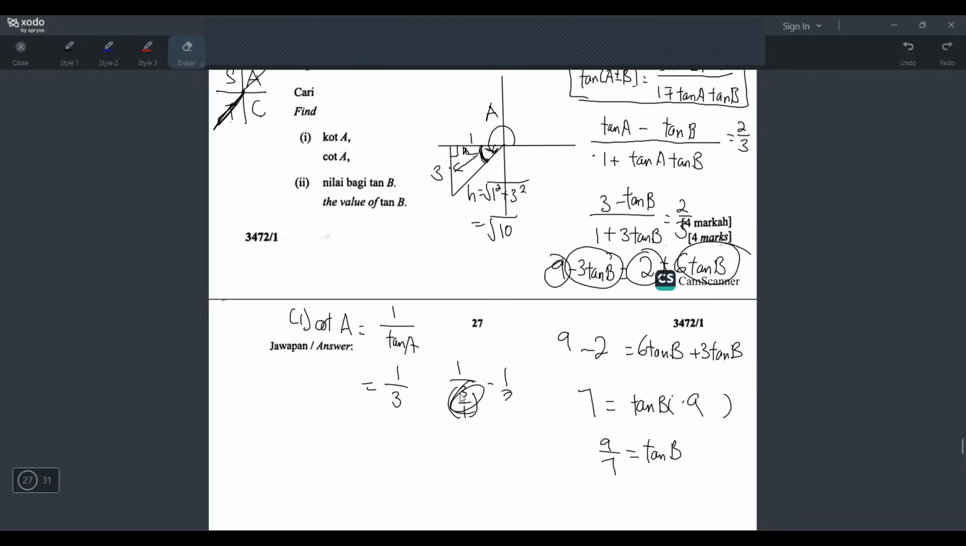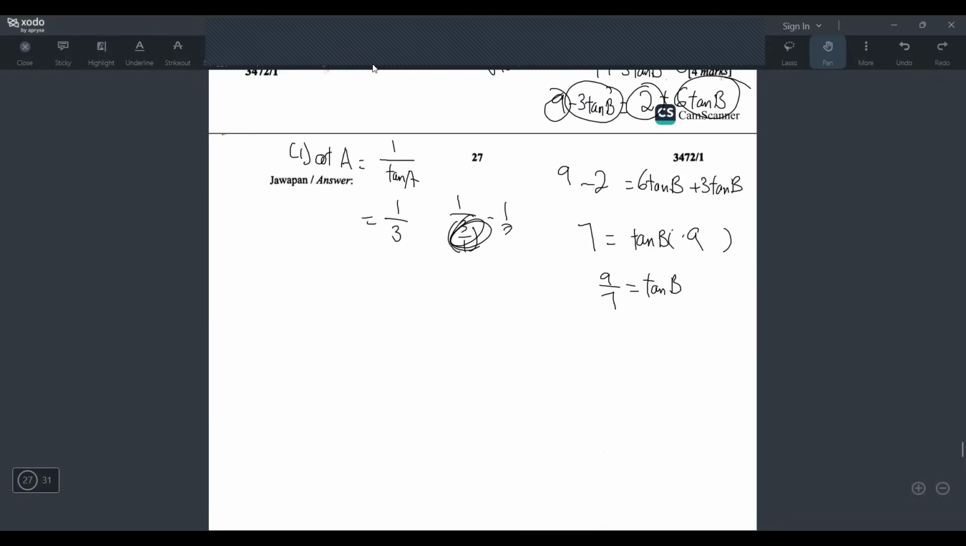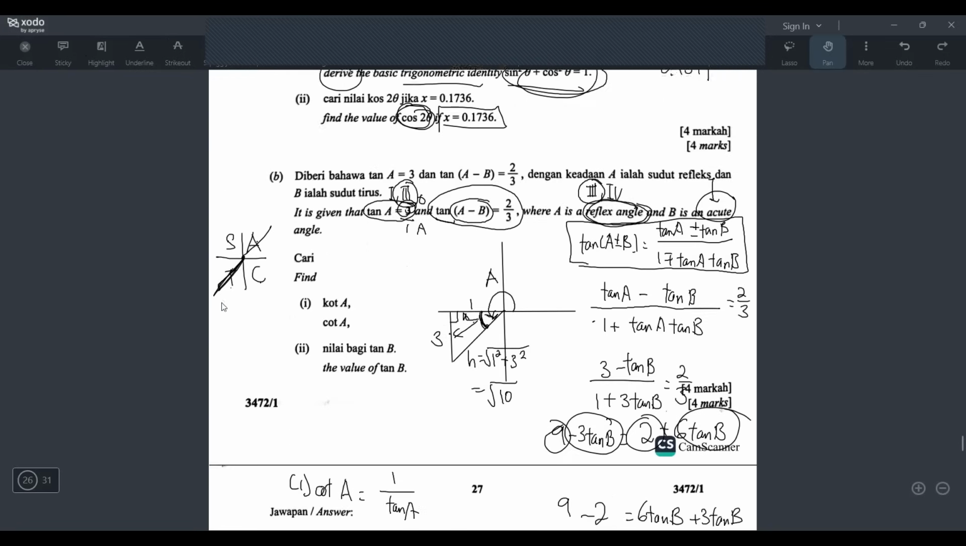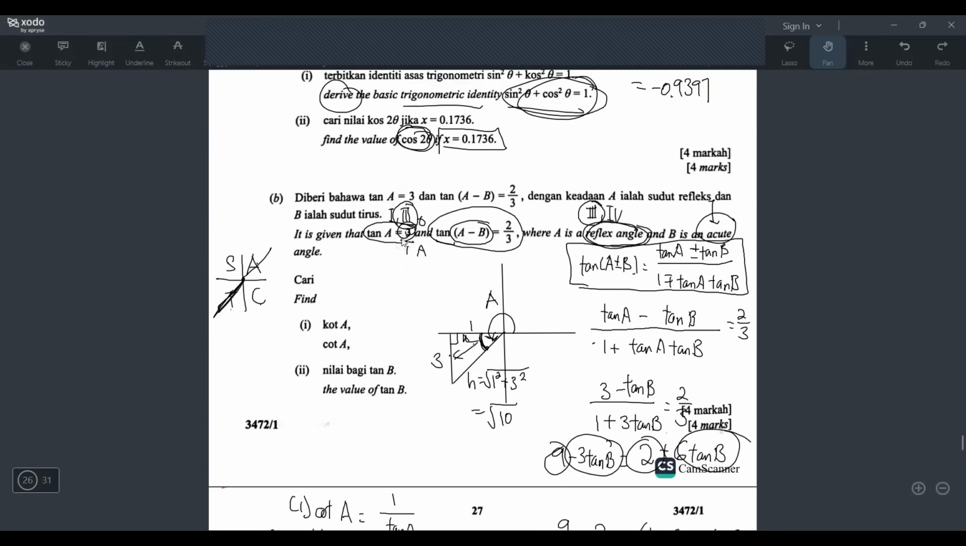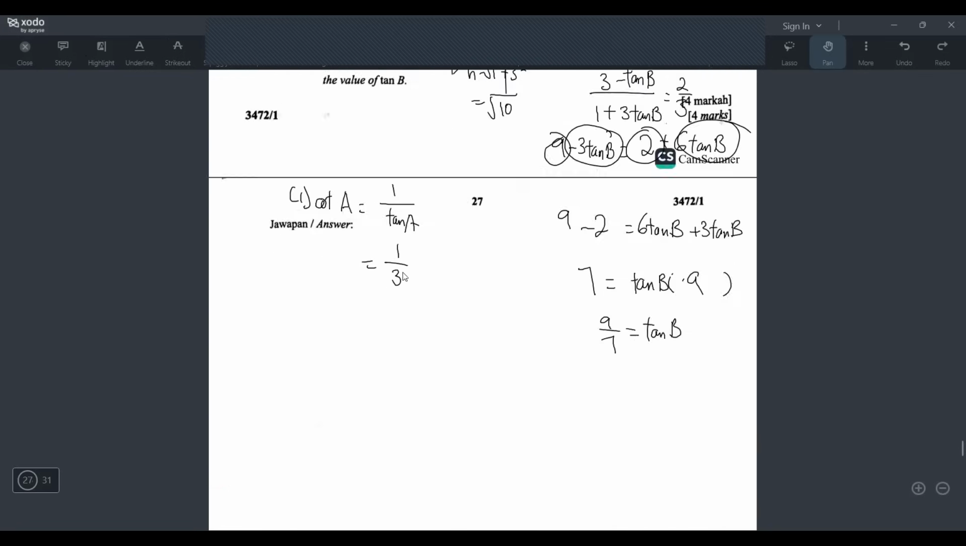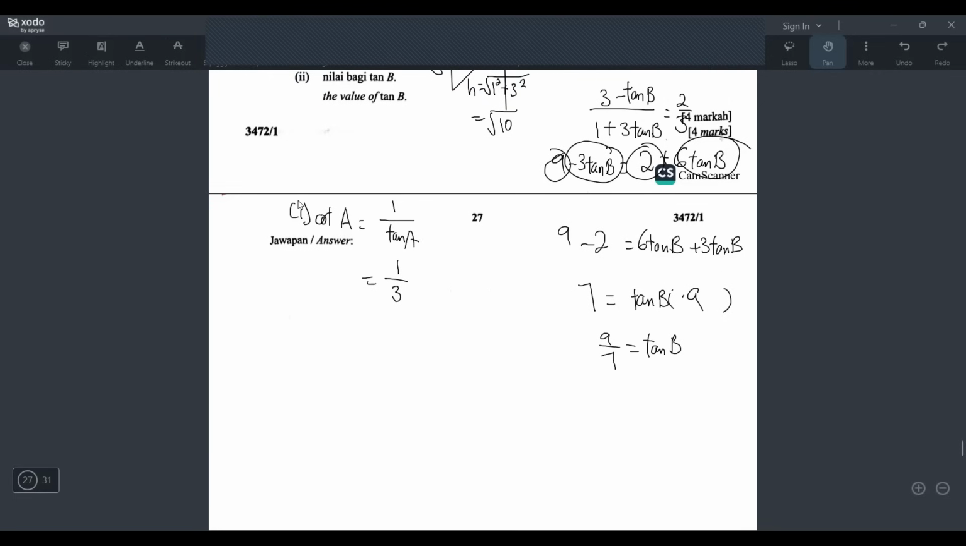Okay. But actually you don't need to look at the diagram. You can look here also, right? Because here it's already written, tangent A is 3. That's why it's so easy. Just 1 over tangent A, tangent is 3. That's all. Okay. Then what about the second question?